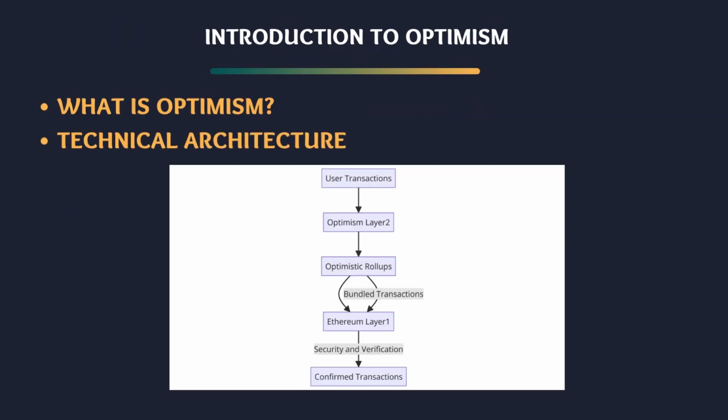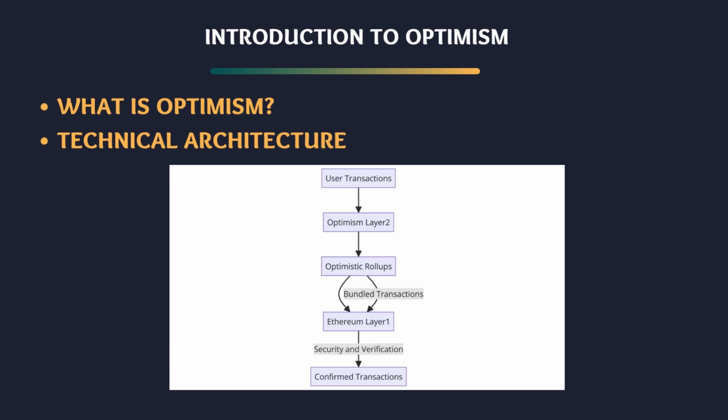What is Optimism? Optimism is a Layer 2 solution built to scale Ethereum by using optimistic rollups. It allows for faster and cheaper transactions while maintaining the security of Ethereum's Layer 1. Technical architecture. Optimism uses rollups to bundle multiple transactions into a single batch, which is then recorded on Ethereum's main chain. This reduces the load on Layer 1 and improves overall efficiency.